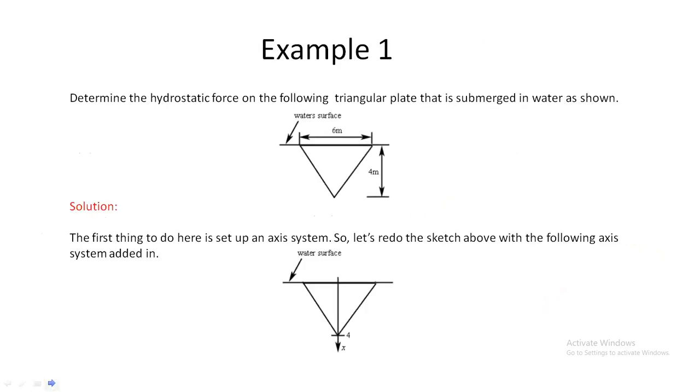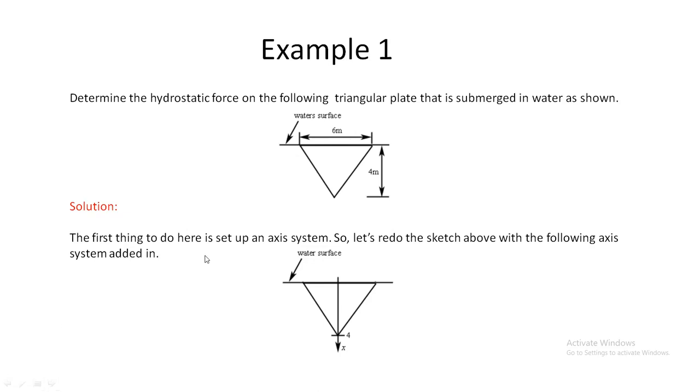Okay, now we proceed. We'll have this example one because it's quite difficult to cross the entire thing if we don't talk about a specific example. Now you are asked here to determine the hydrostatic force F on a triangular plate that is submerged in water. So this is your triangular plate. The width of the triangular plate is 6 meters, and it has a height of 4 meters. And this is the water surface, meaning the entire triangular plate is submerged in water.